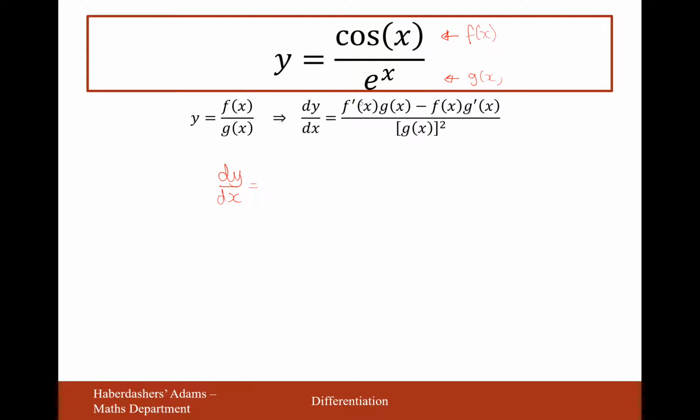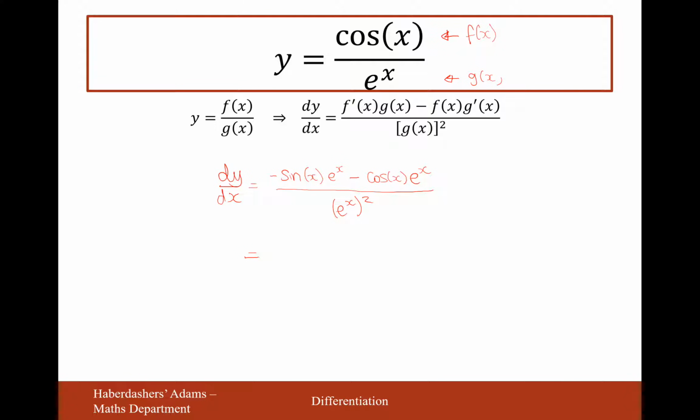The first thing we need to do is differentiate f of x. So cos x differentiates to minus sine x, times by g of x. G of x is just the bottom function, so that's just e to the x. Subtract f of x, that's just the f of x function on its own, so that's just cos x. And then it's going to be multiplied by the derivative of g, so e to the x differentiates to itself. And then this is all going to be divided by the g function squared, so that's going to be e to the x all squared.